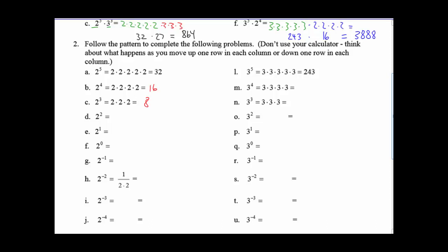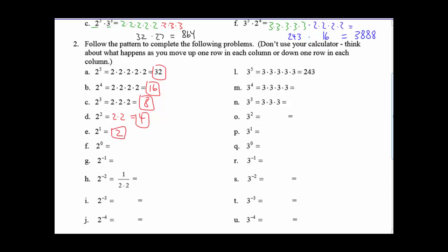Okay. So when we go 2 to the 2nd, what are we doing? Well, we're getting rid of a 2. So we know that's 2 times 2. But if we look at our answers, what's happening when we go from 32 to 16, and from 16 to 8? Hopefully you see we're dividing by 2. So what's 8 divided by 2? 4. Okay. 2 to the 1st is just 2.